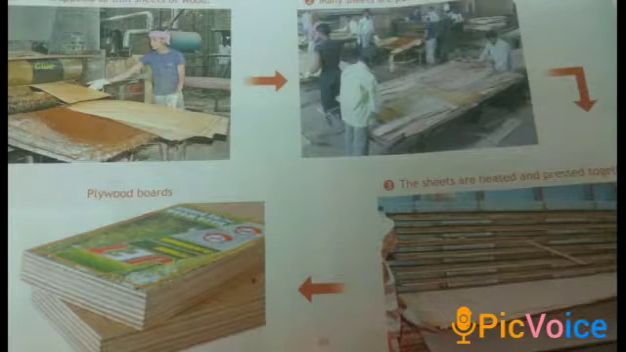First step, glue is applied to thin sheets of wood. What they are doing, children? Glue is applied to thin sheets of wood. Then many sheets are put together crosswise. Then these sheets are heated and pressed together. Then we will get the plywood boards.